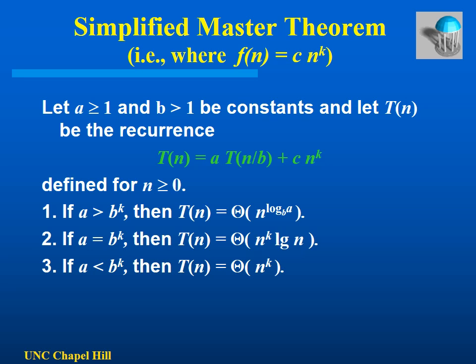If you look at the recurrence relation, it involves a constant a, a constant b, a constant c, and a constant k, and the c is irrelevant. All the conditions and results have to do with a, b, and k. So you give me a recurrence relation, and you know a, b, and k. You need to compare a to the kth power of b.